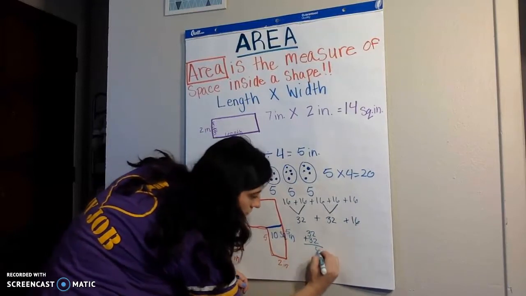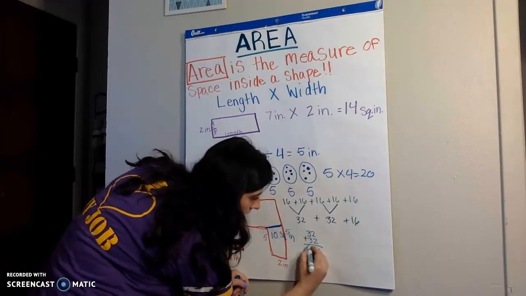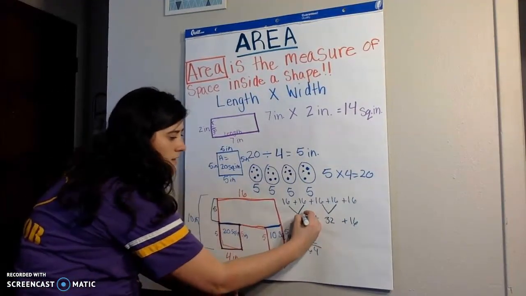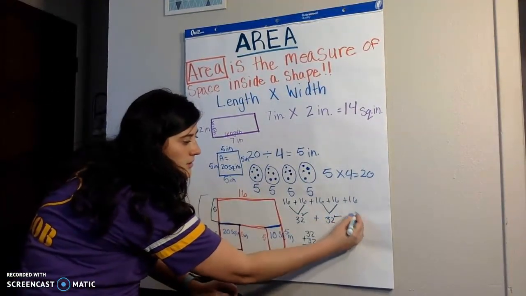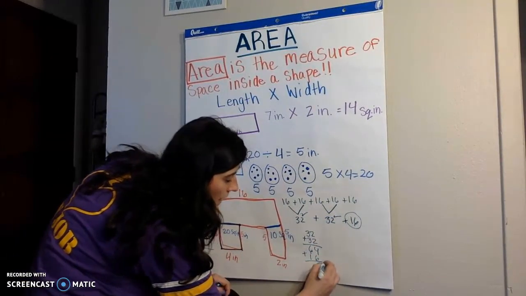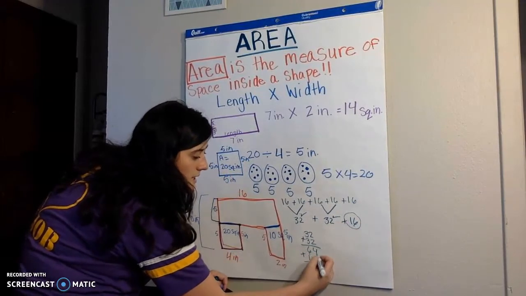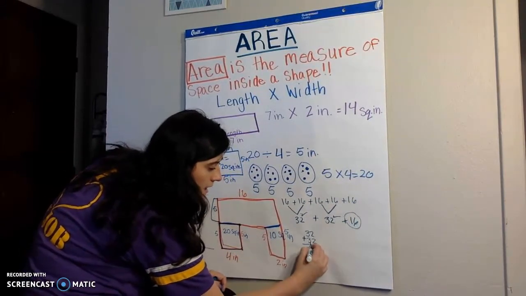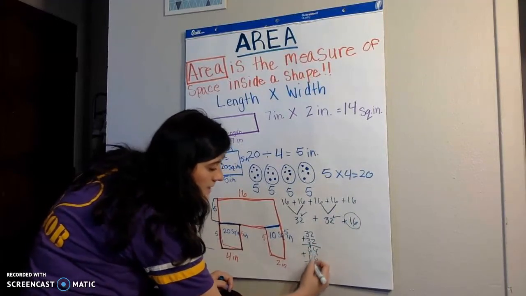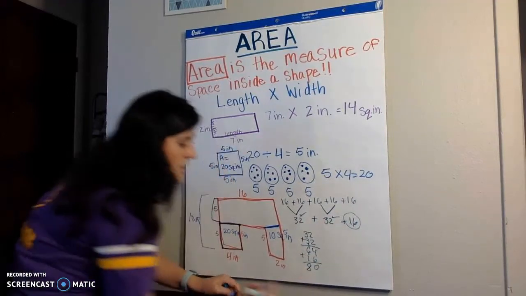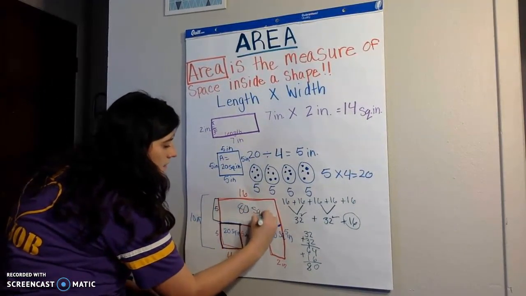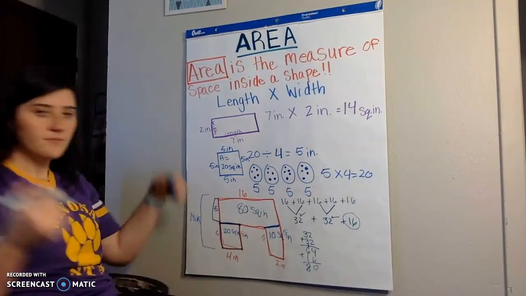2 plus 2 is 4. 3 plus 3 is 6. Okay, so I already used this 32. Now I have to use this 16. So I'm just going to put it right underneath my 64. So 6 plus 4 is 10. Carry the 1. 6 plus 1 is 7, plus another 1 is 8. So I know up here is 80 square inches.